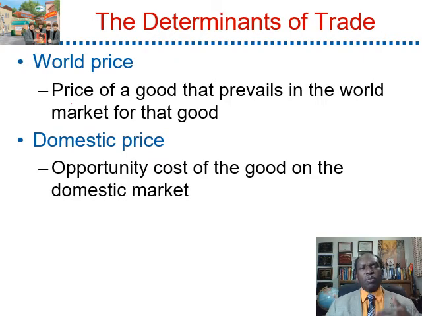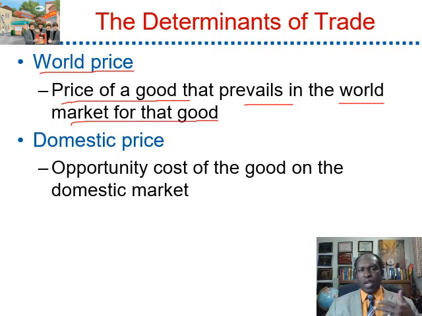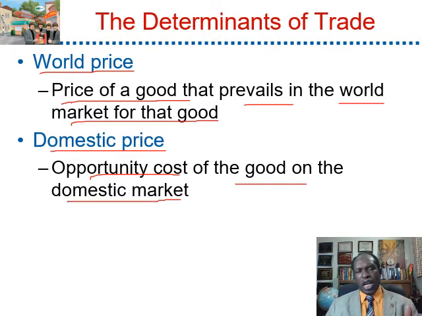Let's begin with some definitions. What is the world price? The world price is the price of a good that prevails in the world market for that good. For instance, it would be the price of textile in the market of textile. The domestic price, on the other hand, is the opportunity cost of the good in the domestic market. This would be the price of textile in the US, for instance. The world price would be the price of textile around the world.